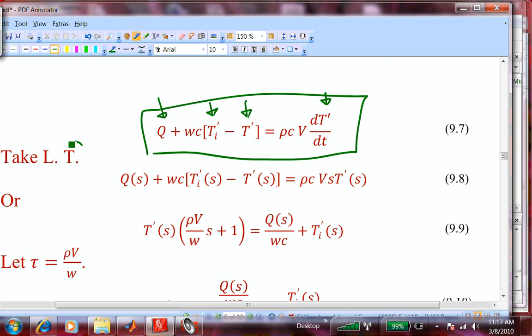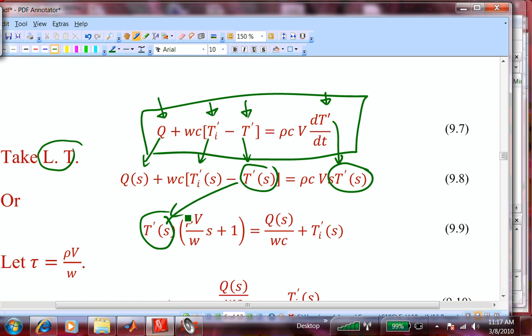Then we take the Laplace transform. So Q becomes Q of S, and Ti becomes Ti of S, and these are the state variables, the temperature. Collect both the temperature terms, T prime here, T prime there. That becomes this, and move all the inputs to the right hand side. So Q is an input and Ti prime is an input.